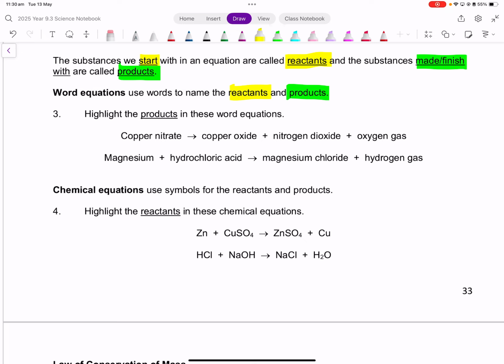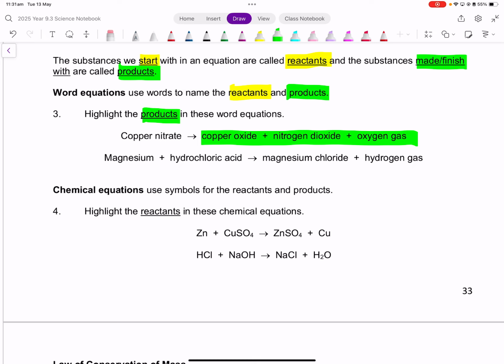So in each of these word equations, we're asked to highlight the products. An easy way for us to figure out what the products are is to look for this arrow. Now, I want you to note that this here is an arrow, and it will always be an arrow, never an equal sign. When we have this arrow, it is starting with the reactants, we have our arrow, and then we have the products. So in this case here, we start with copper nitrate, but we actually end up with 3 products. We end up with copper oxide, nitrogen dioxide, and oxygen gas.